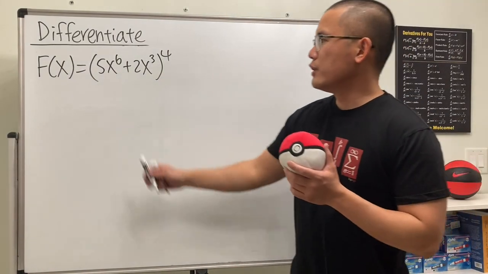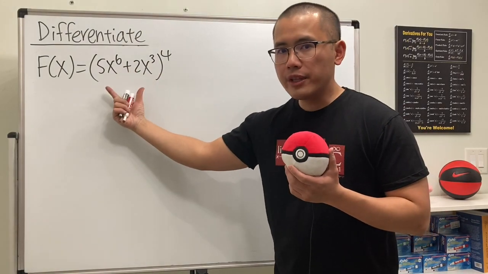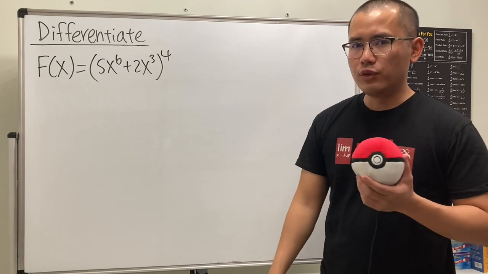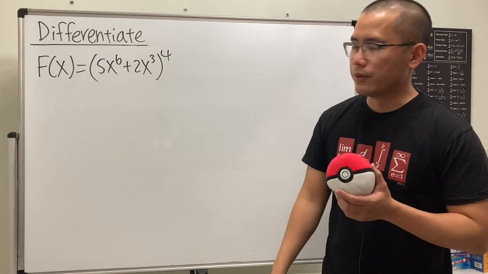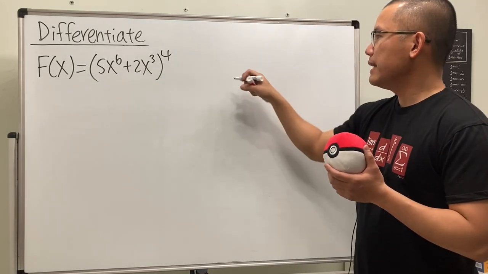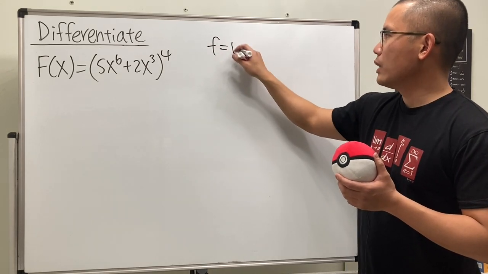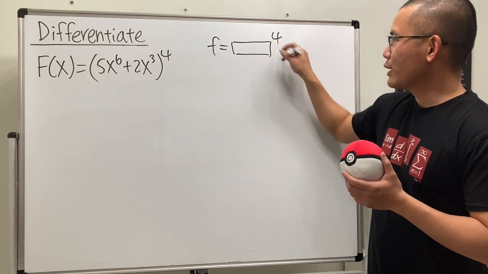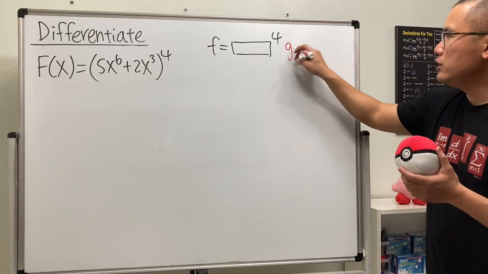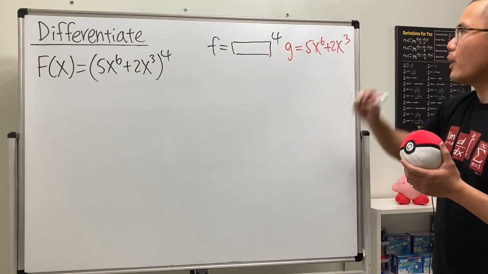Let's see how we can differentiate (5x to the 6th power plus 2x to the 3rd power) raised to the 4th power. So this right here is a composition of two functions, and we are going to use the chain rule. And the outer function is this to the 4th power, right? And let me just put it down on the side for you guys. I will denote the outer function with f, and then we are going to draw a box and raise that to the 4th power. And for the inner function, that's denoted by g, and we get 5x to the 6th power plus 2x to the 3rd power.